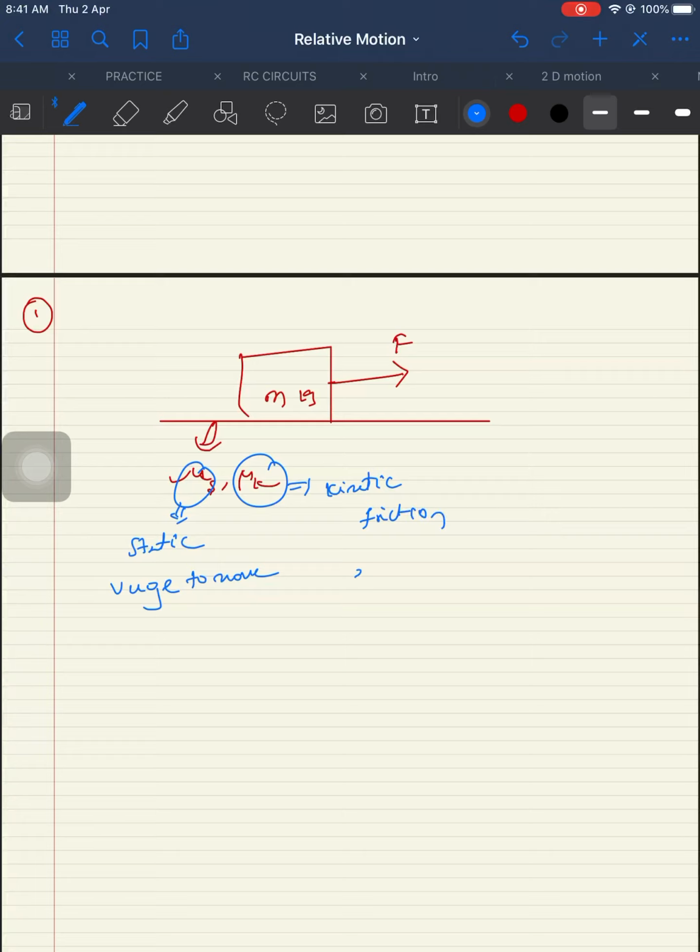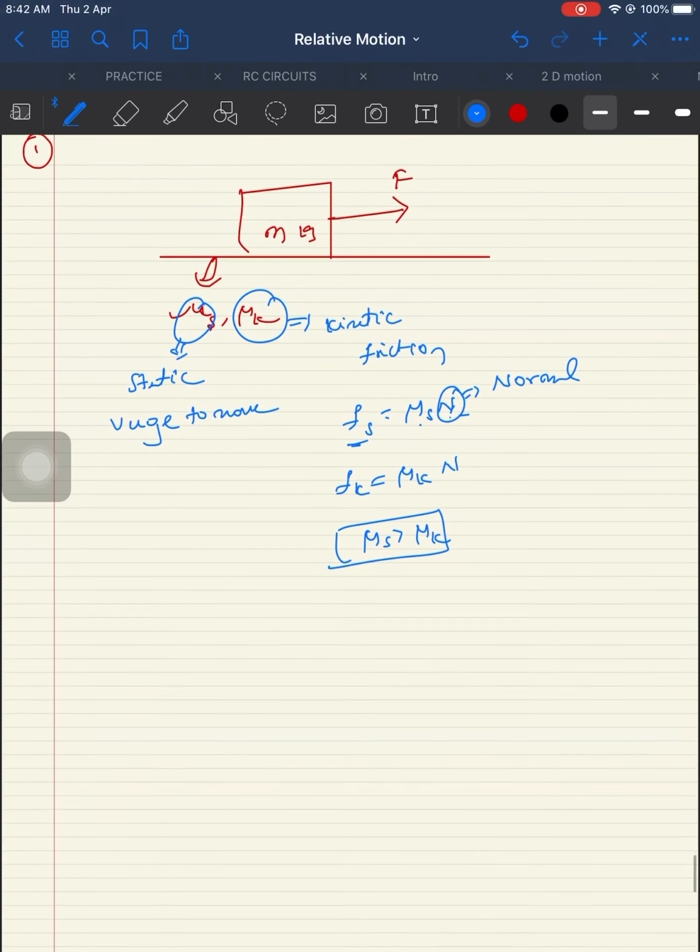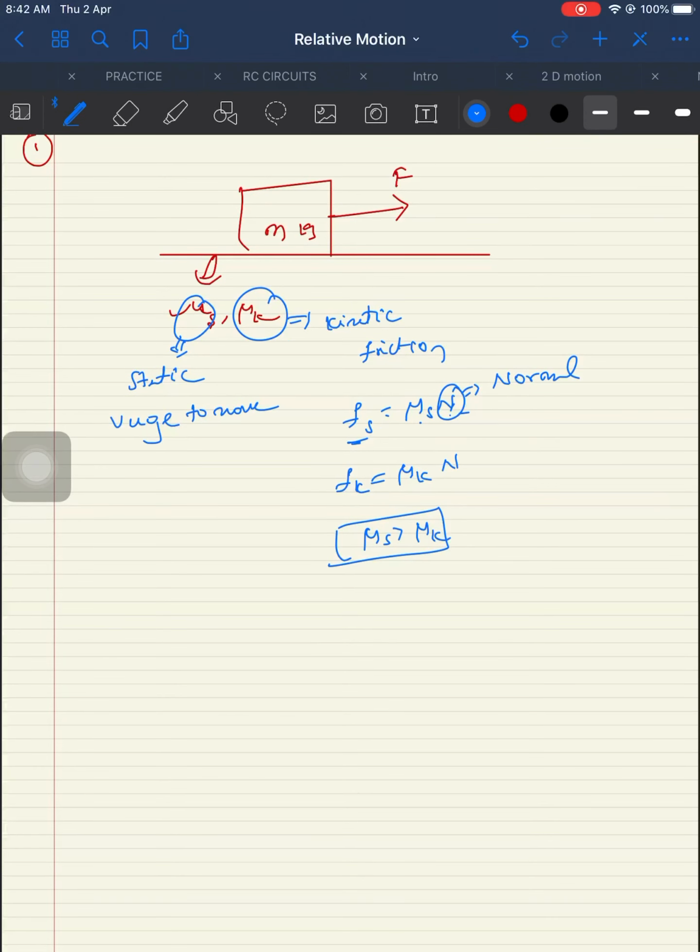So we use the friction formula: Fs is equal to mu s into N, where N is the normal, and the friction will act on the contact surface. So this frictional force is equal to mu s times the normal on the surface, and Fk is equal to mu k multiplied with the normal. And obviously mu s is greater than mu k. This is explained nicely in other sections of videos.